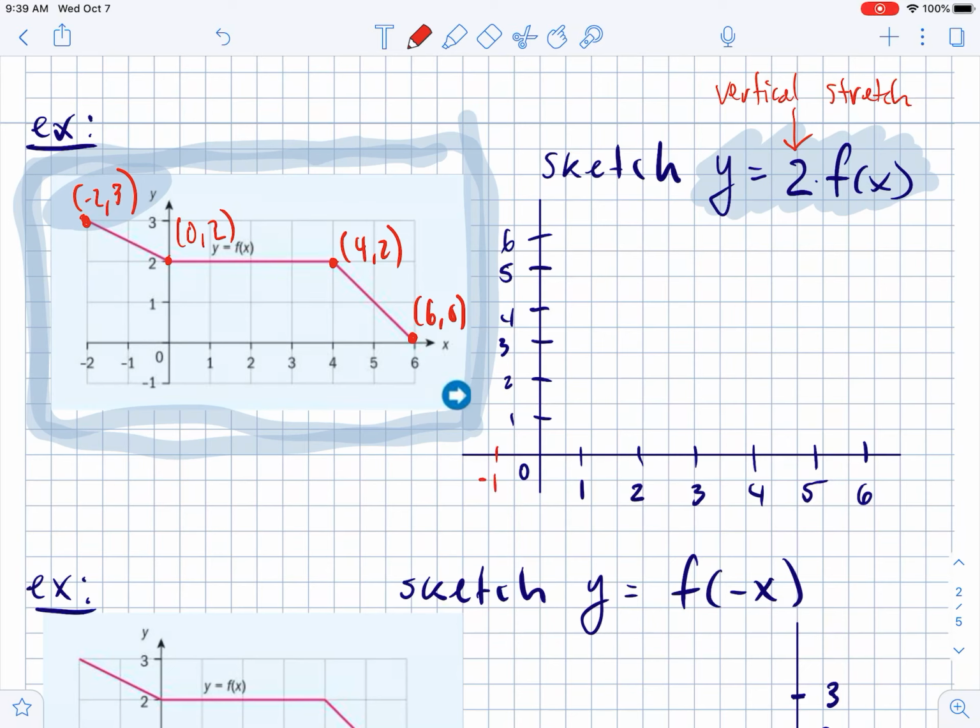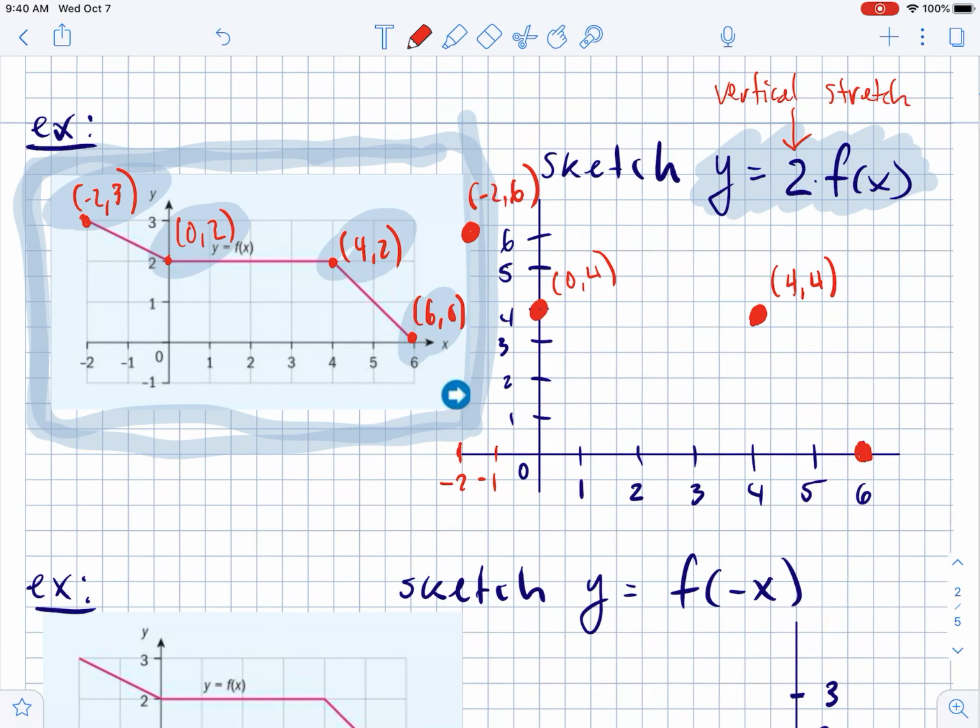So here we have to go to -2, and that one is going to be all the way up here because the y value got doubled. Then 0, 2 is going to get doubled as well, so it'll be 0, 4. Then 4, 2 will become 4, 4. I guess I should label these. And the last one, 6, 0. Well, if you double the 0, you just get 0 again, so that one actually doesn't move.